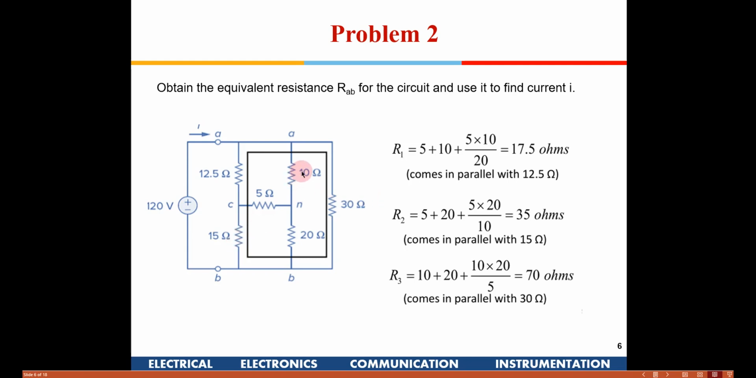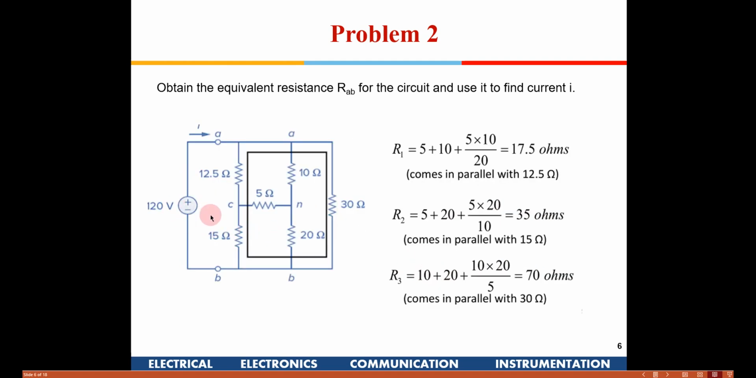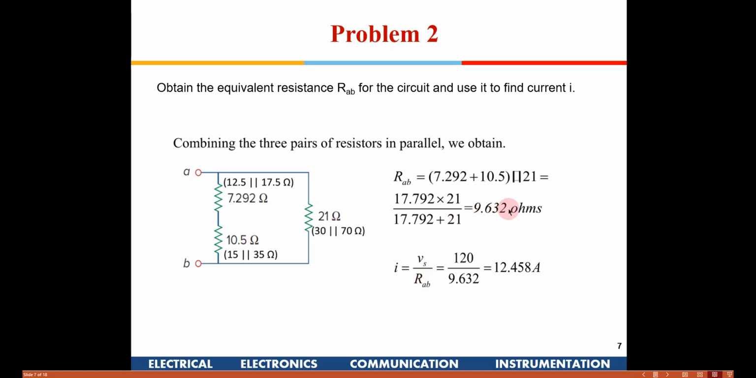Similarly, the third one will be 10 plus 20 plus 10 into 20 divided by 5. So 70 ohms. That 70 comes in parallel with the 30 ohm here. Now if you see, this circuit gets pretty simplified. Now this is just 2 series resistances and 1 parallel resistance, so you can apply the parallel combination formulas. You can get the net effective resistance, and then divide the total voltage, which here is given as 120, by the net resistance we got, and you will get the current being drawn from the source.